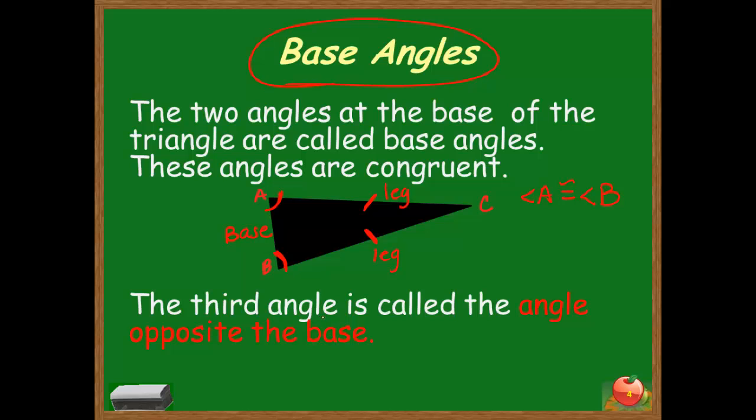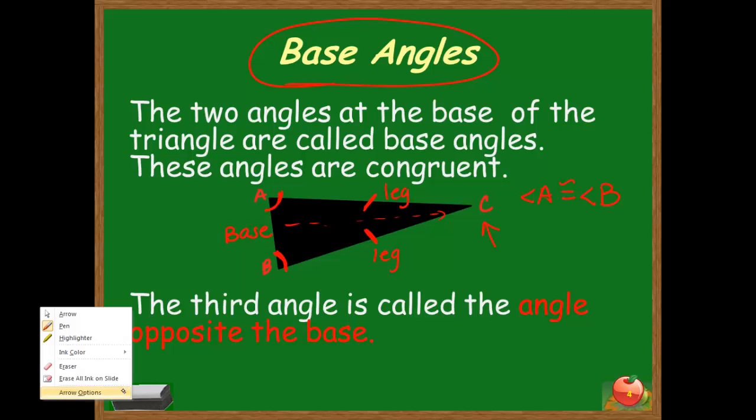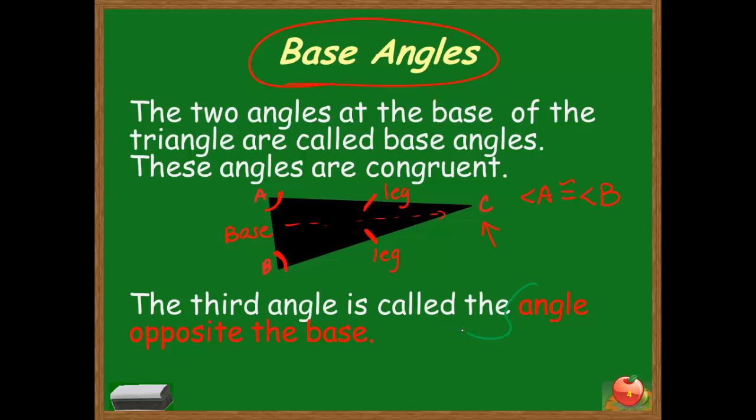The third angle is called the angle opposite the base because it is across from the base. So C is called the angle opposite the base. Angle opposite the base.